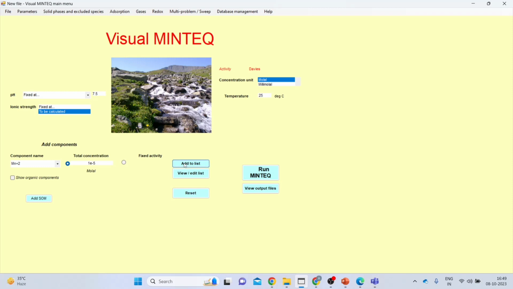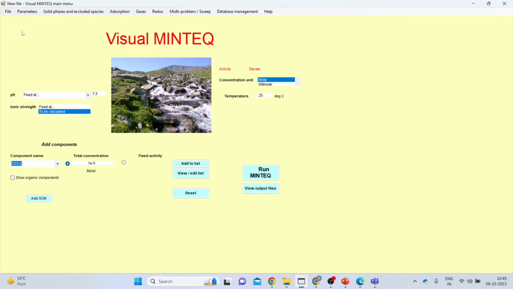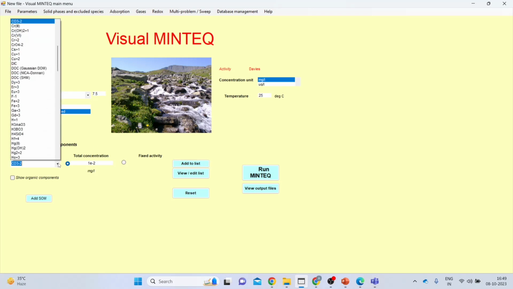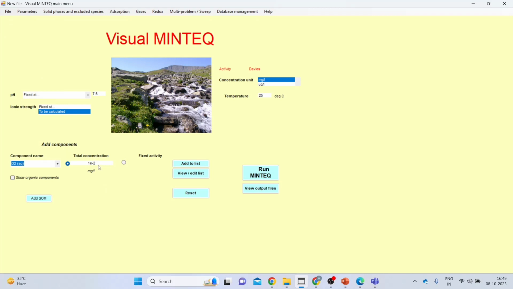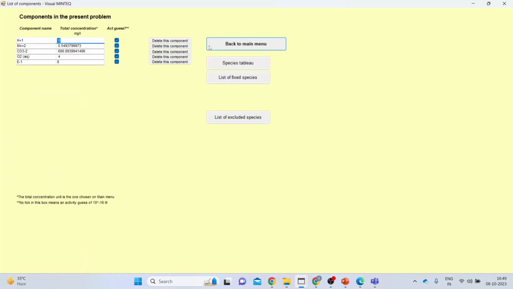We will add it. We are given total carbonate. It is 10 raised to minus 2. And we are given oxygen in milligrams per liter, that is 4 milligrams per liter. So let's see whether we have added everything. So we have added everything: manganese, carbonate and oxygen.